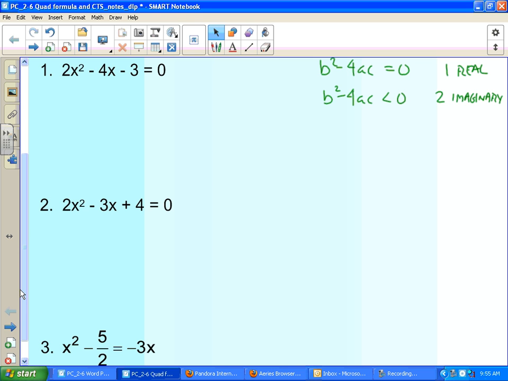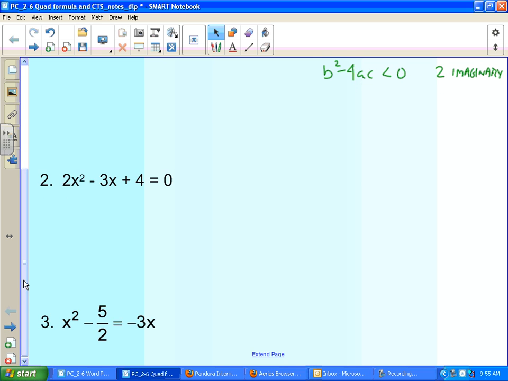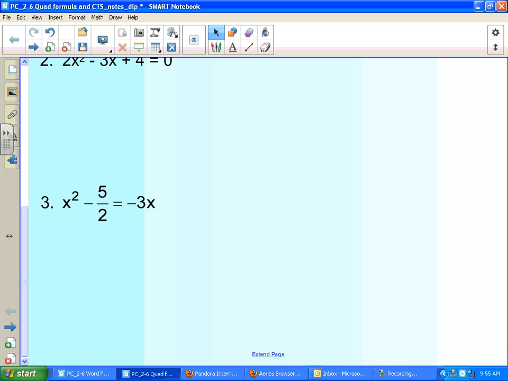Are we okay? Okay, how about 3? Let's just talk through 3. Looking at 3, can I solve it right now? Can I use the quadratic formula as it's set up? What do I want to do? I want to put 3x on the other side and make sure that I get a 0 out of this thing. So x squared plus 3x minus 5x.